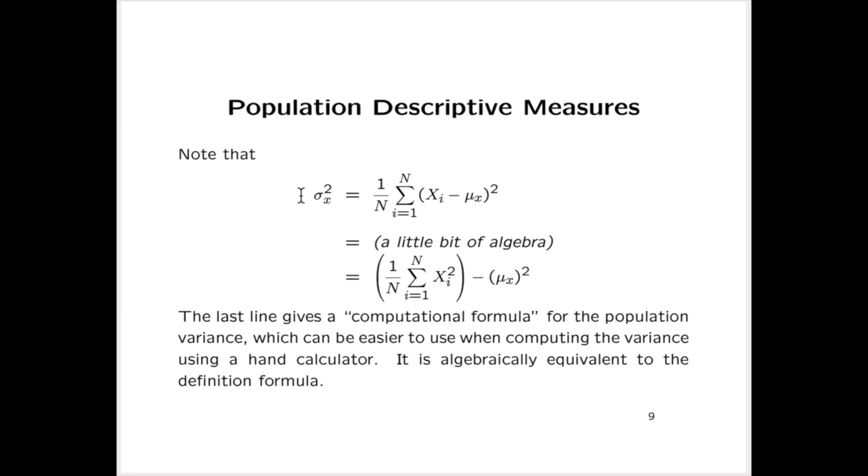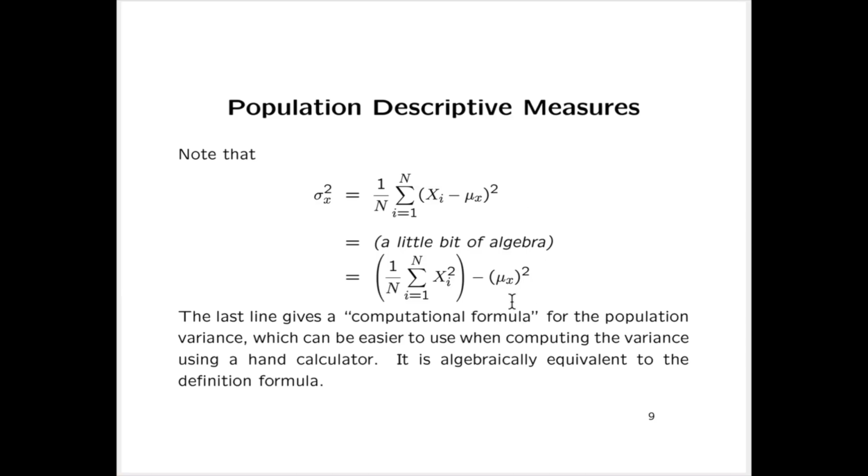Now, note that we can take this defining formula for the population variance and do a little bit of algebra. I'm not going to show the details here; I'll let you work that out. But what it involves is squaring these binomials, then utilizing properties of the summation in the resulting quantity, and simplifying, and you get an equivalent expression given here. So this expression is algebraically equivalent to the defining formula.